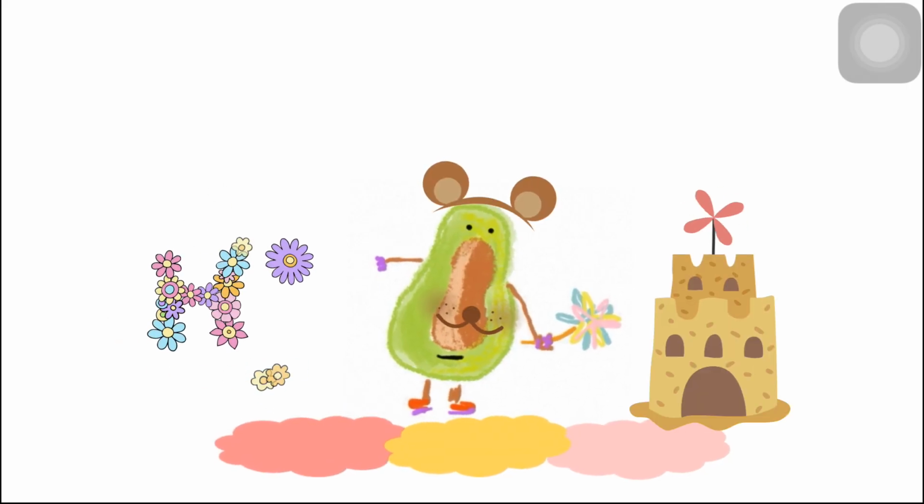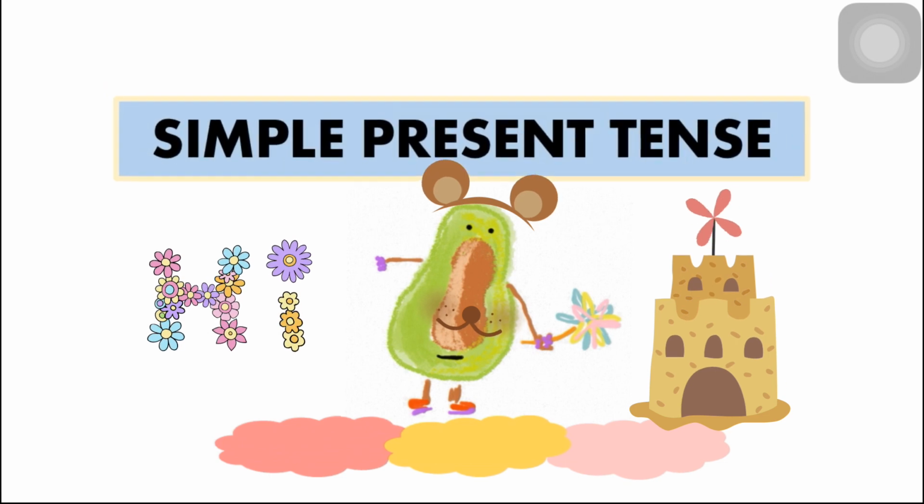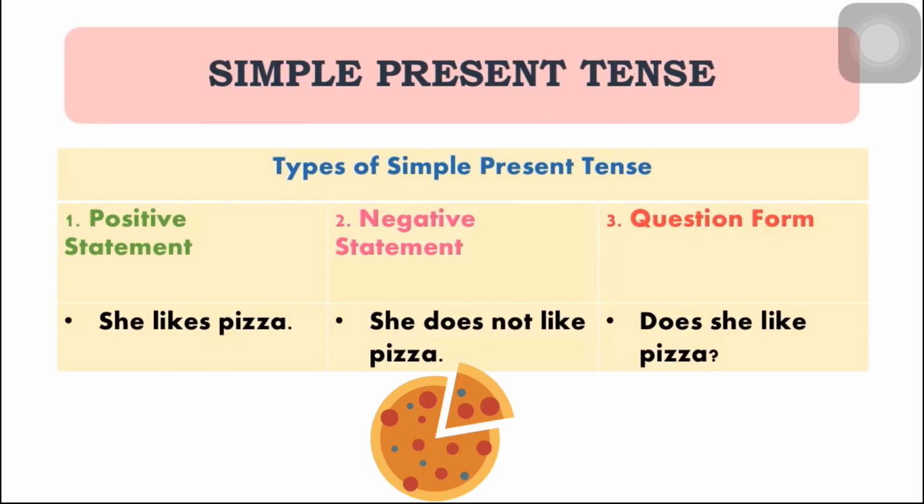Today we're going to learn simple present tense. Simple present tense can come in three forms. The first one is positive statement, for example, she likes pizza. The second one is negative statement, for example, she does not like pizza.